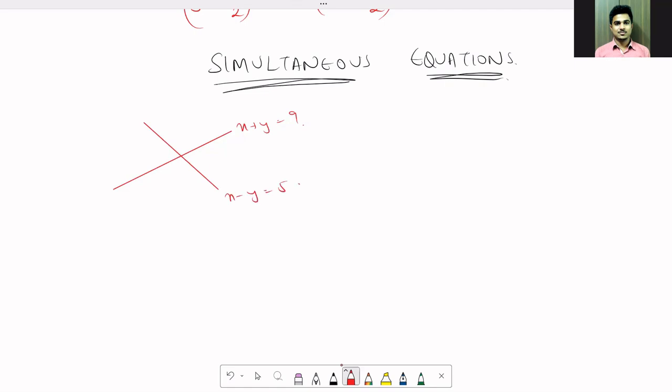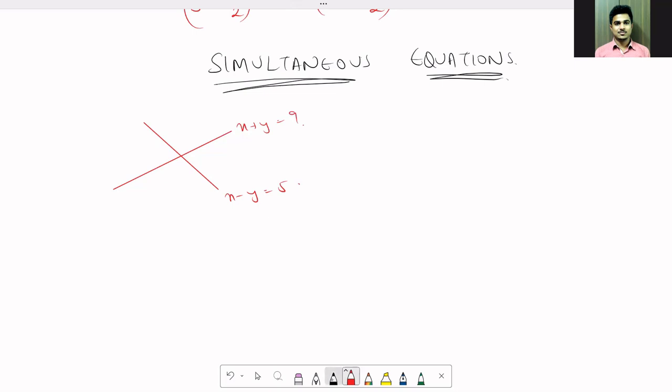So what I mean by simultaneous equations is that I have been given two or more equations. Okay, and these two or more equations represent two or more different straight lines. And when I try to solve them, it means that I am trying to find the point where these two lines intersect. Okay, so simultaneous equations means solving the two equations to find out if the two lines are intersecting or not, and if they are intersecting, at what point they are intersecting.